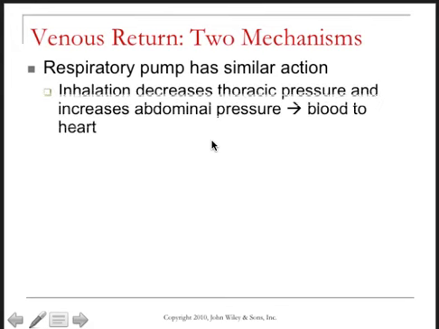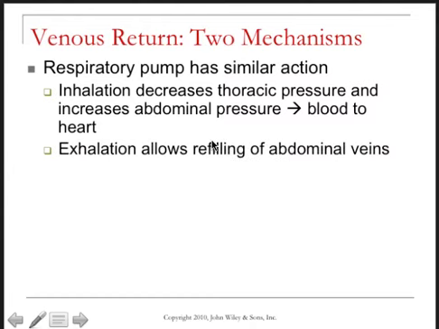The respiratory pump. Basically, when you breathe, the action of your diaphragm decreases and increases thoracic pressure, and what this does is produce rhythmic contractions that press on the vena cava and help to draw blood back to the heart. Exhalation allows the refilling of the abdominal veins.